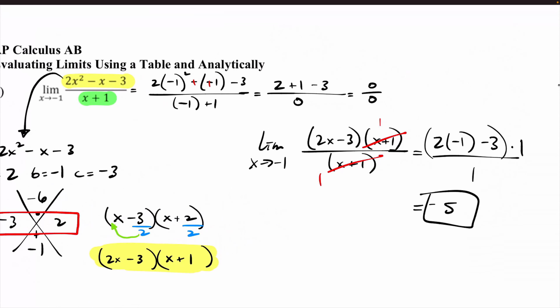Okay. So when do we use factoring? When we can. Usually there's always a fraction when we factor, and we want to try to cancel things out. Okay.